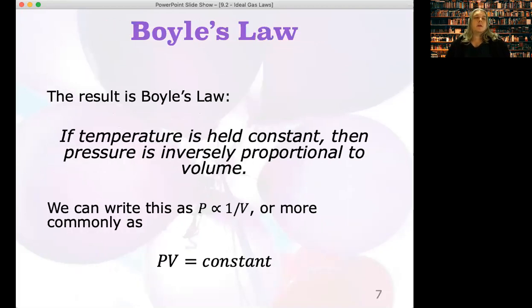Boyle's law. That's the name given to what we've just discussed. So we've got temperature being held constant, then pressure is inversely proportional to volume. If you want to write that as an equation, it's P is proportional to 1 over V. Hopefully you've all seen that proportional sign there. P is proportional to 1 over V, and then PV is constant is another way to write that.